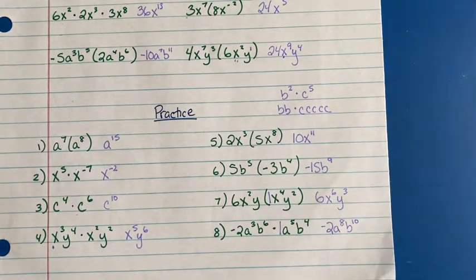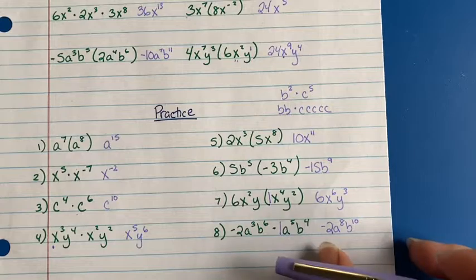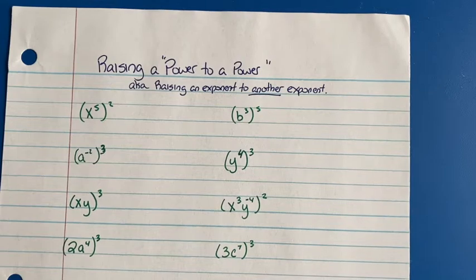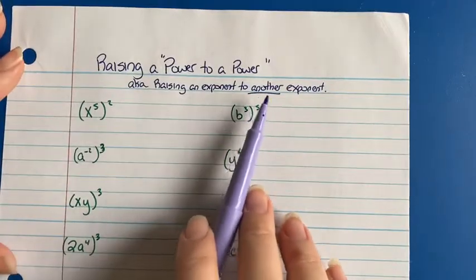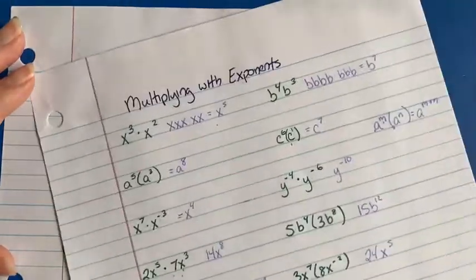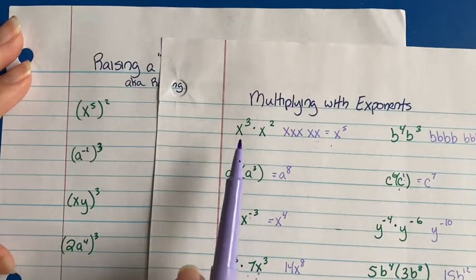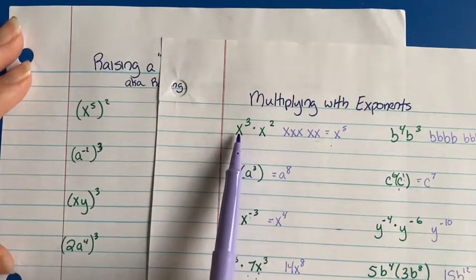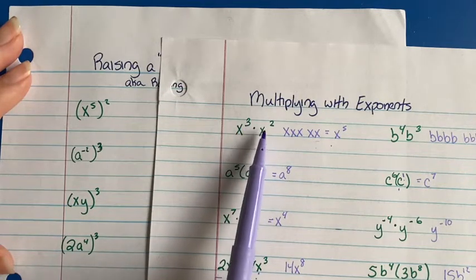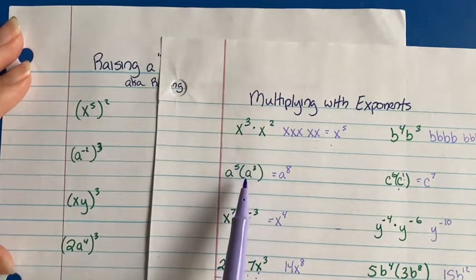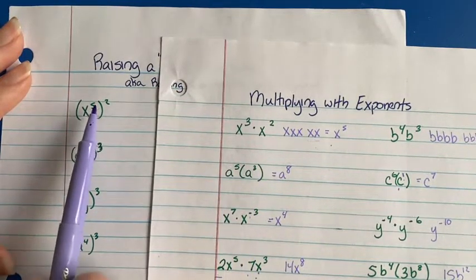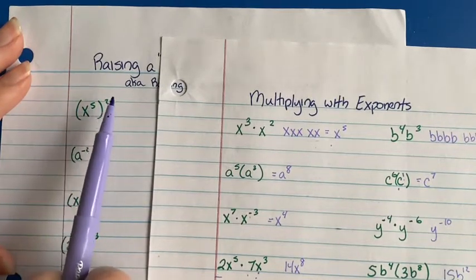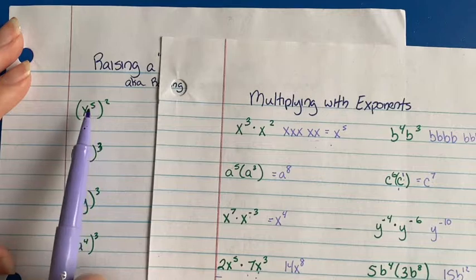And there is another part of this lesson when we're multiplying, okay? It's called raising a power to a power. Okay, now a power in algebra means an exponent. So we're basically saying we're raising an exponent to another exponent. So I want you to kind of see the difference here. This would be multiplying with exponents. You've got a base with an exponent times another base with an exponent. And what's going on here is you have one base with an exponent, and this whole thing is getting raised to another exponent. In other words, it's being raised a power to a power.